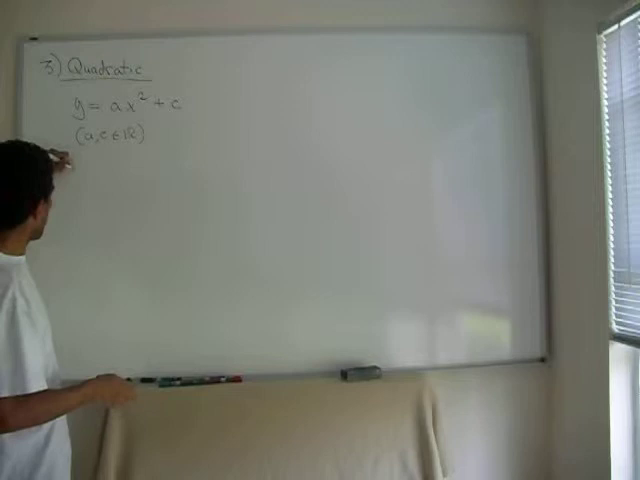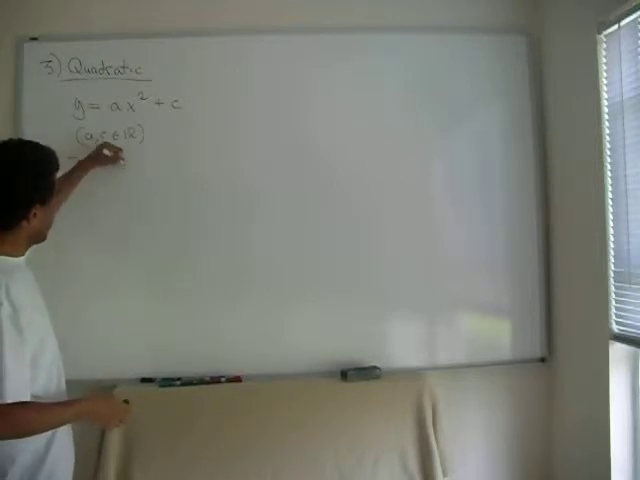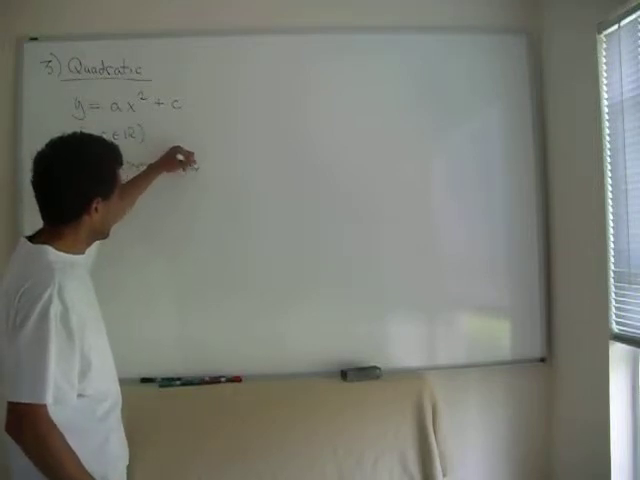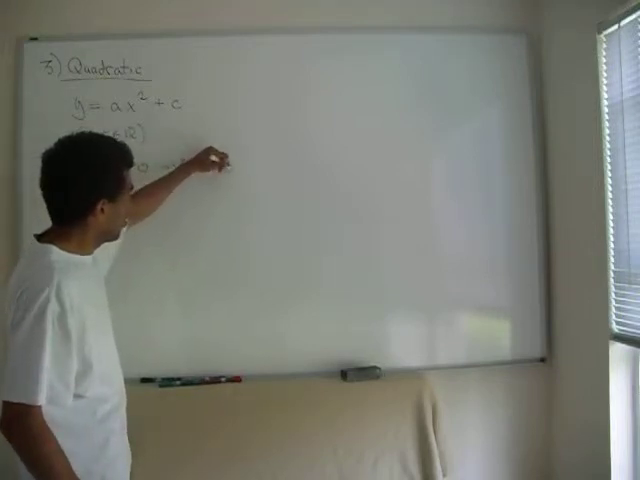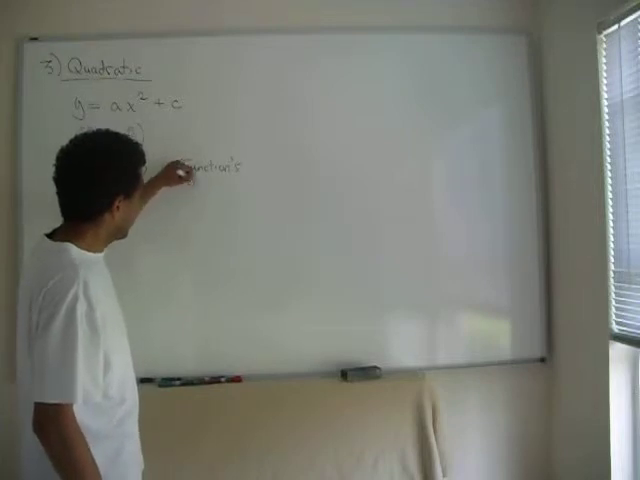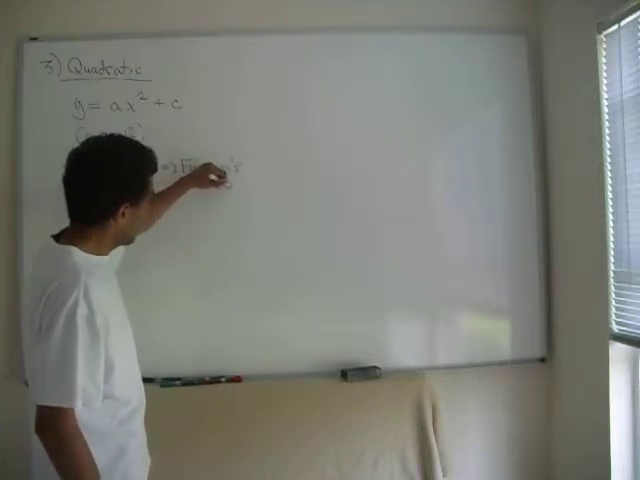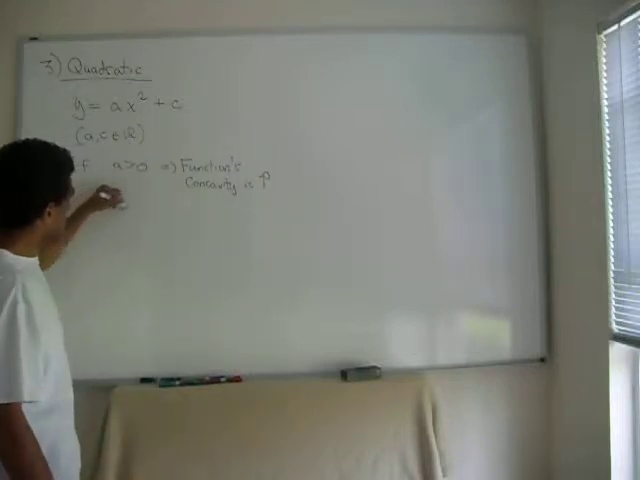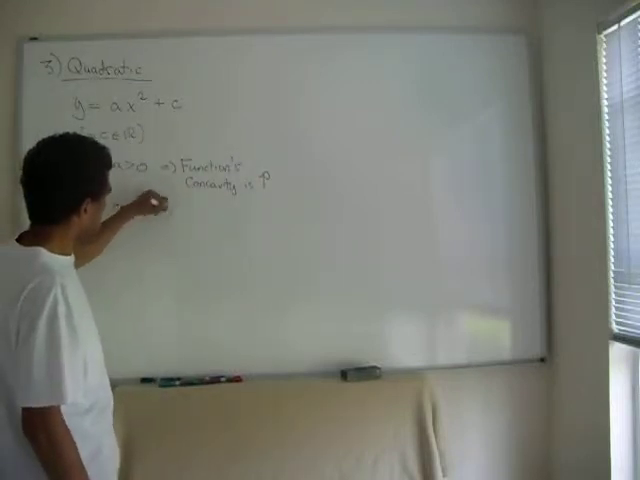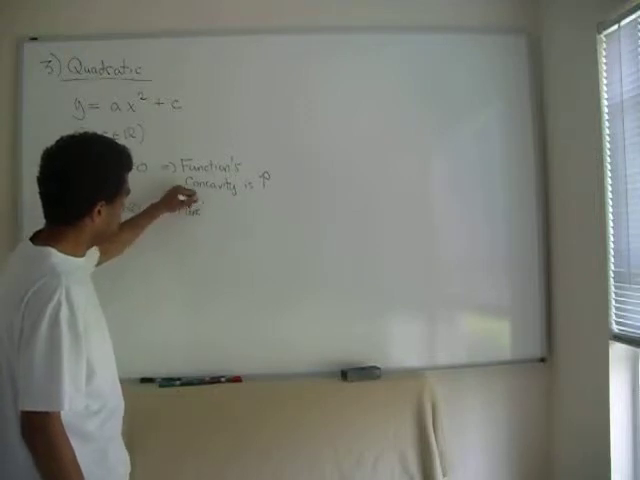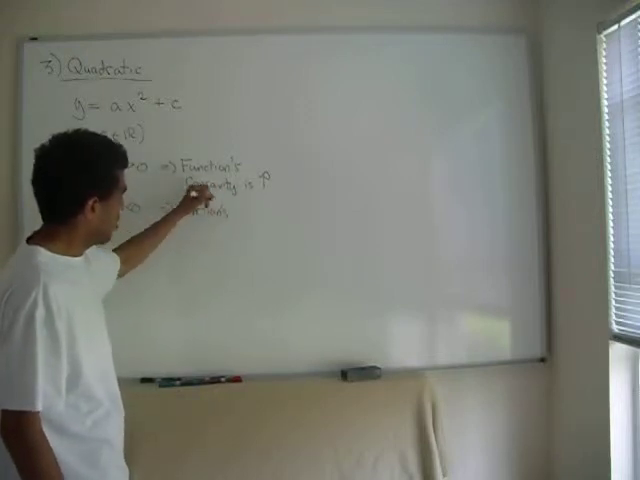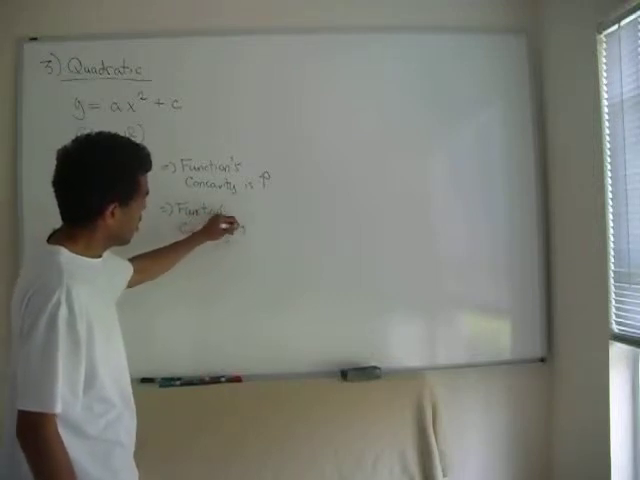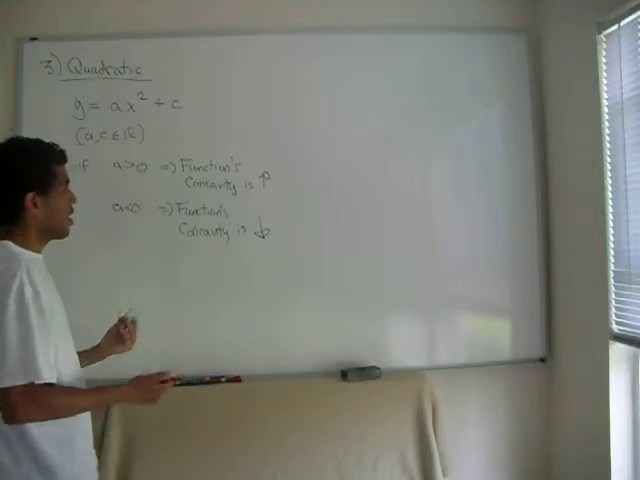If a is positive, it means that the function's concavity is up. If a is negative, it means that the function's concavity is south. What is that term, concavity?